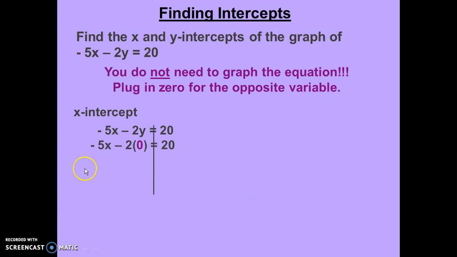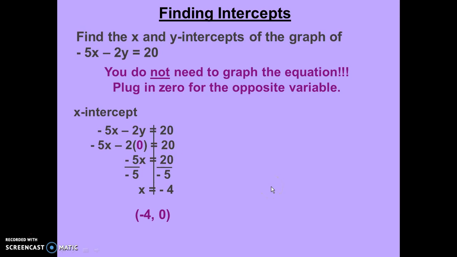Okay, so hopefully you said that if I'm going to find the x-intercept, I'm plugging in 0 for y. So right here, I'm going to have negative 5x minus 2 times 0. This term disappears. So I've got negative 5x is equal to 20. I'm going to divide both sides by negative 5, and my x-intercept is going to equal negative 4. And so that ordered pair now is (-4, 0).